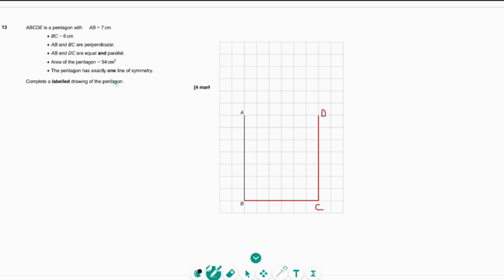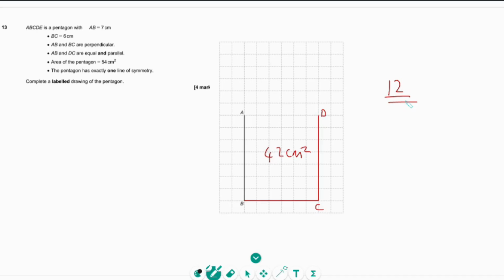Pentagon has exactly 1 line of symmetry. I've drawn 3 sides, I need 2 sides. Altogether, 6 times 7 is 42. So we've got 42 centimetres squared here. 54 take away 42 is 12. So we need the remaining area of the pentagon to be 12 centimetres squared.